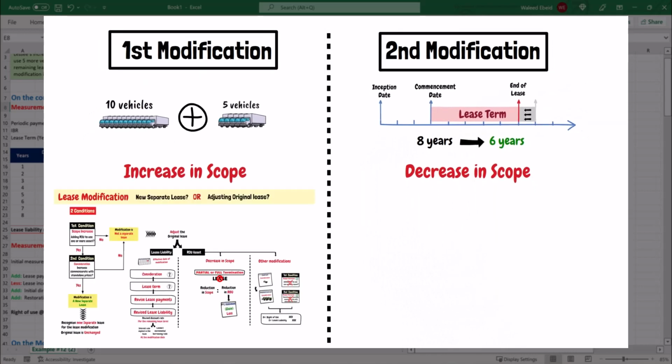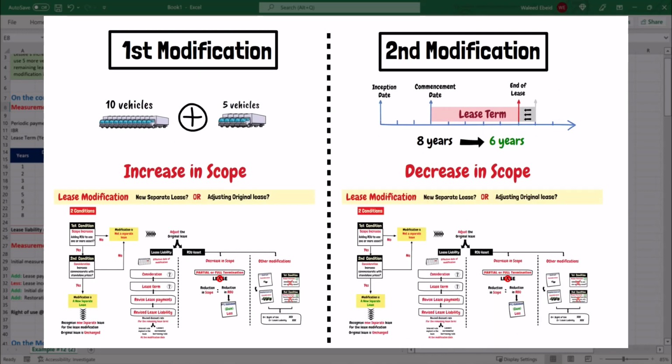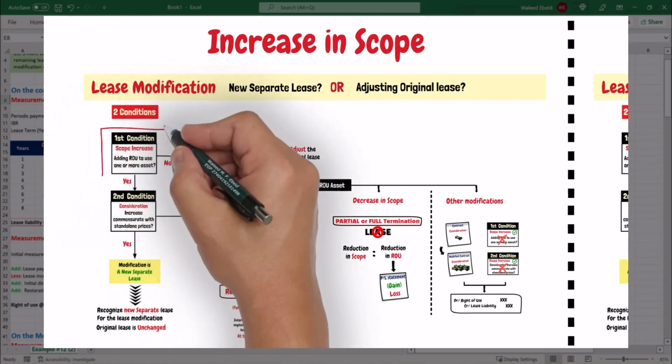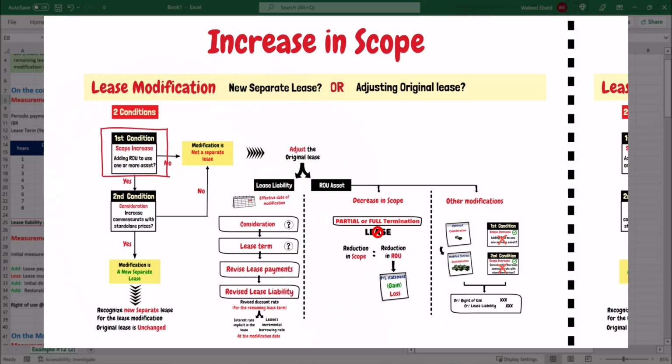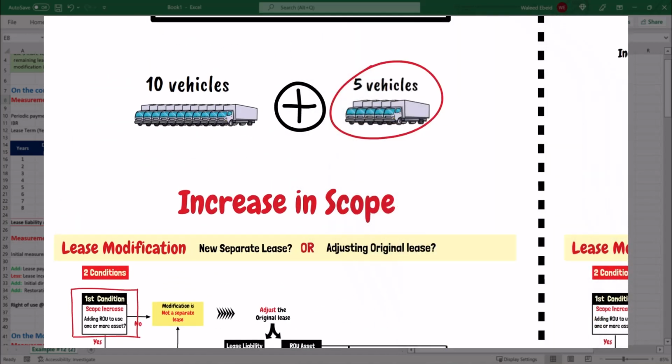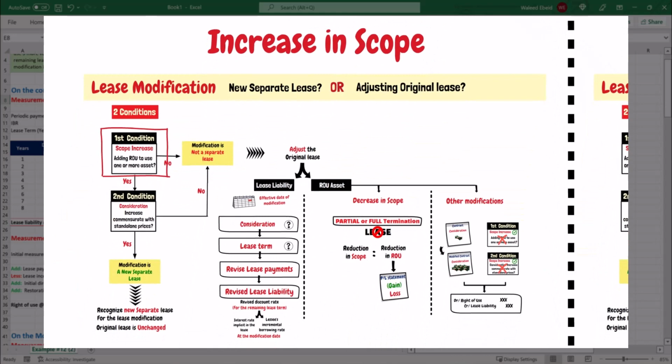Let us apply the 2 conditions for both modifications to see how we should account for each modification. For the modification that increases the scope of the lease. First, does the modification increase the scope of the lease by adding a right to use an additional asset? Yes. The modification adds additional 5 vehicles. So, the first condition is satisfied.